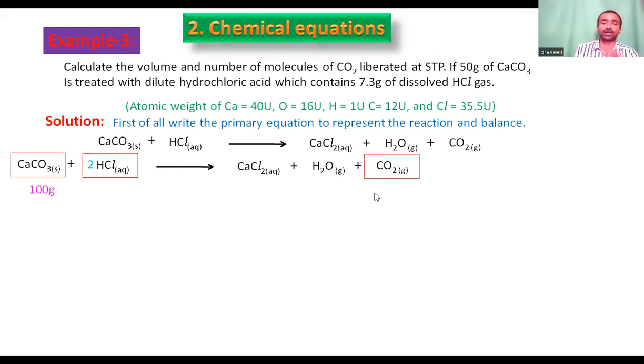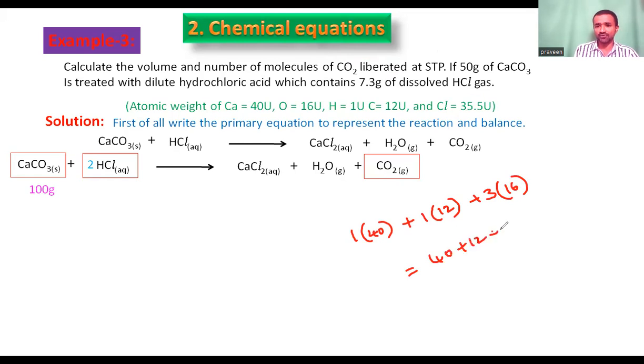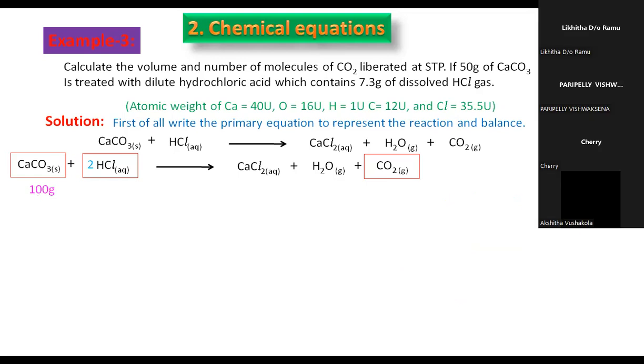So here calcium carbonate, find out Ca, only 1 atom is there, 1 into 40, plus C, 1 into 12 for the carbon atom, plus 3 atoms of oxygen, 16. So what do you get? 40 plus 12 plus 48. It gives you 100. So directly written here. Got it? Clear to you, everyone?